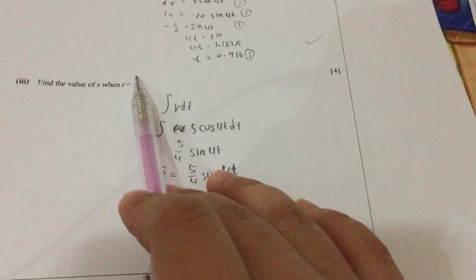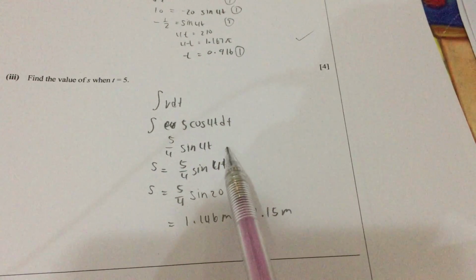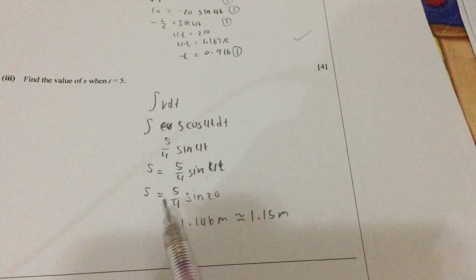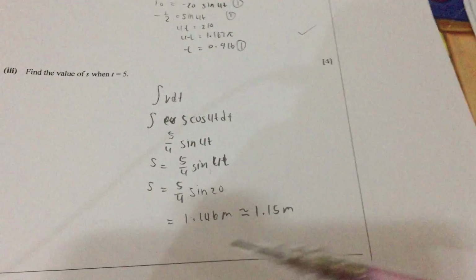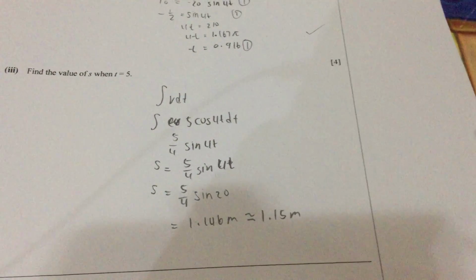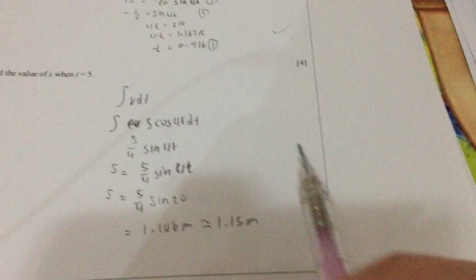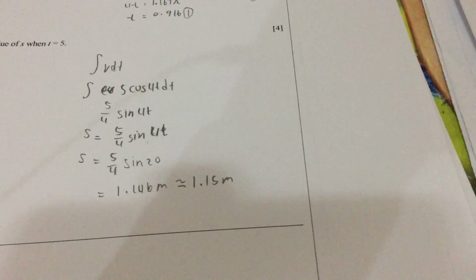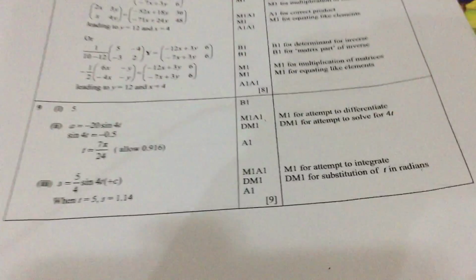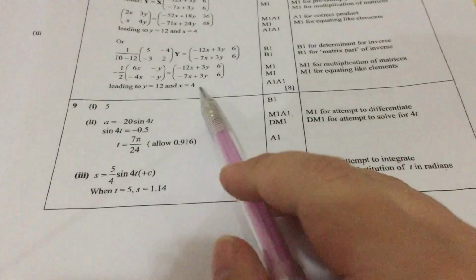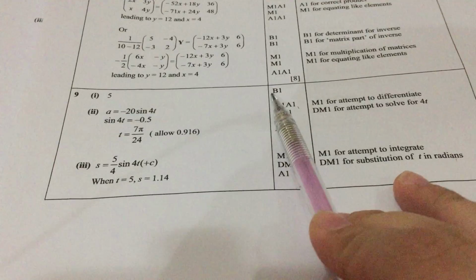And since it says t is equal to 5, we just input the t. We change the t with 5. We get 5 over 4 sine 20. And we solve for 5 over 4 sine 20. We get 1.146 meters, which is rounded off to 1.15 meters.